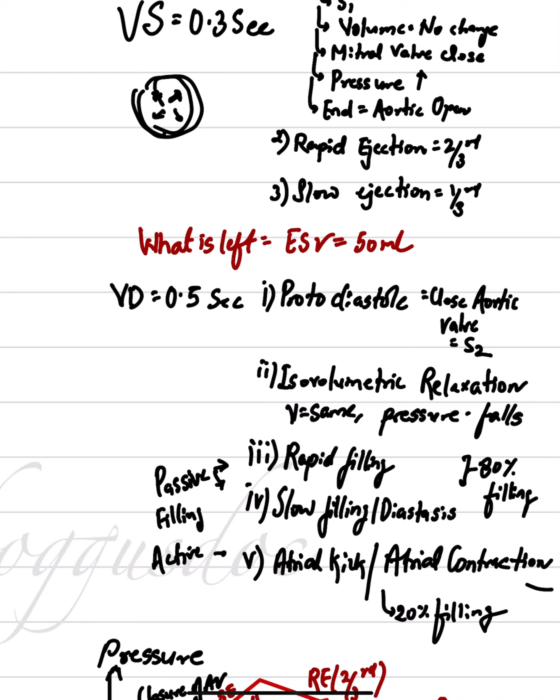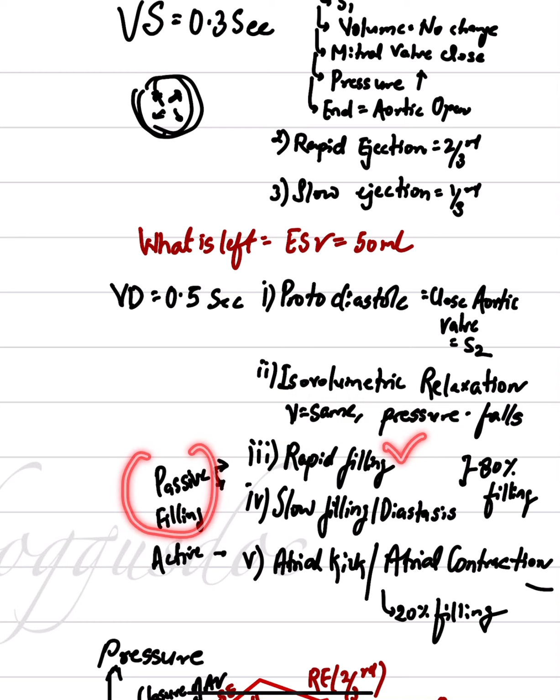Just after the slow ejection phase is finished, we close the aortic valve. This is known as protodiastole. Protodiastole means closing of the aortic valve. This produces a sound known as S2. After that, everything is closed for the ventricle. This is isovolumetric relaxation, meaning the volume is the same but the pressure is falling.